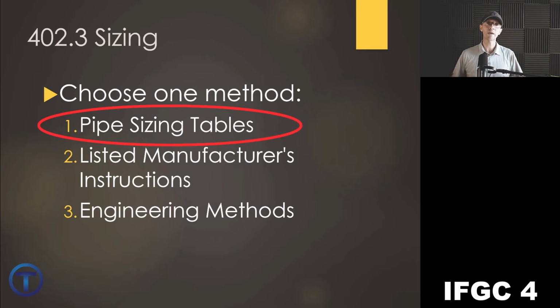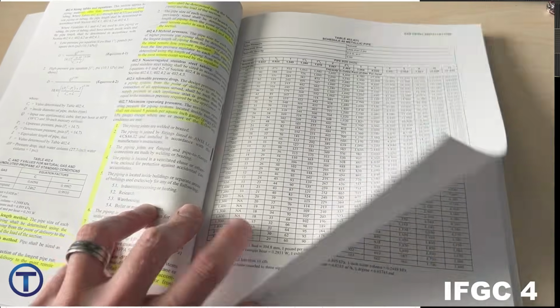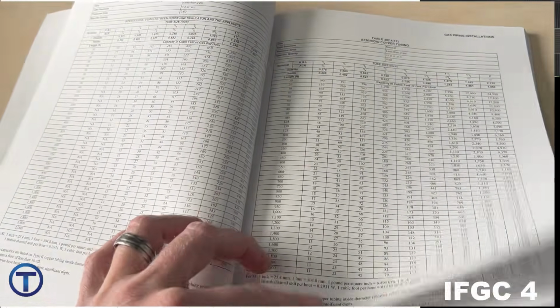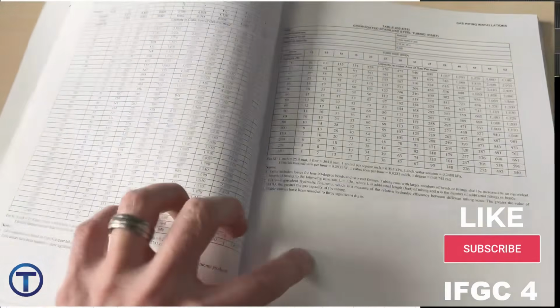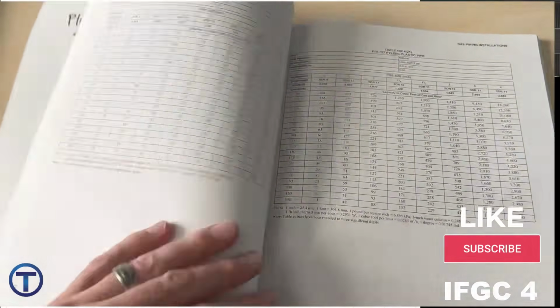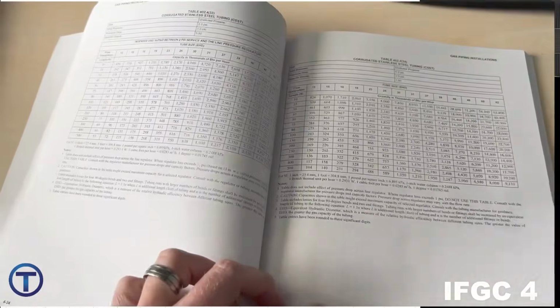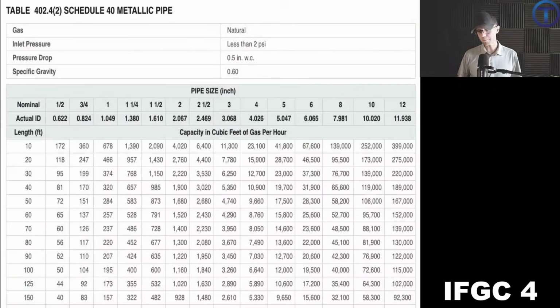Let's jump into the sizing methods. There are 3 presented in the text of the code. We are going to use pipe sizing tables because it's the most basic, straightforward way to get around this. So there's a whole bunch of tables. You flip through this if you haven't already. Go through section 402 and you will find a lot of tables. You'll need to make sure that you know which table to use depending on the system that you're installing. And I explained that in the previous video. We'll review that briefly here.